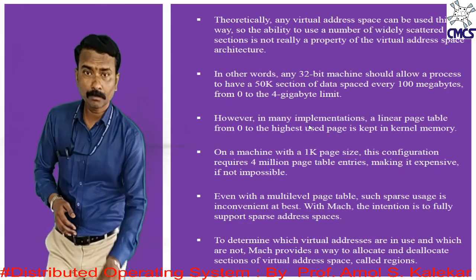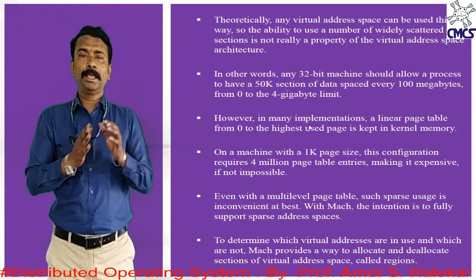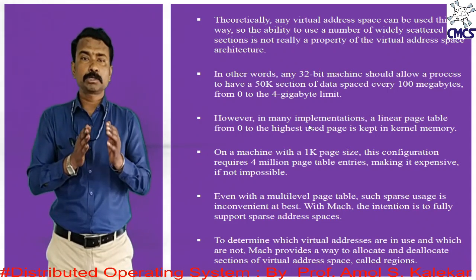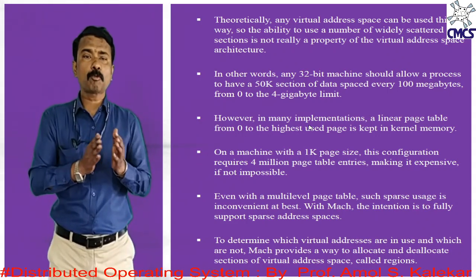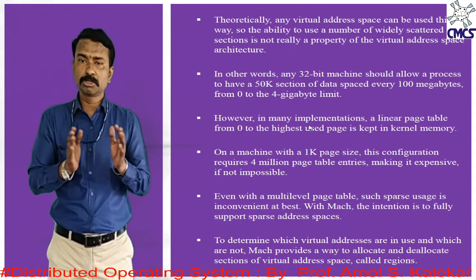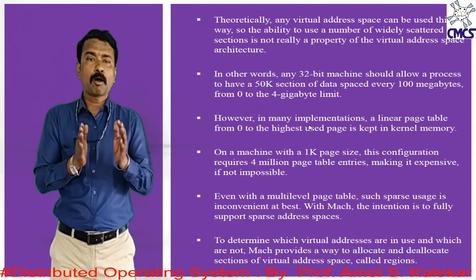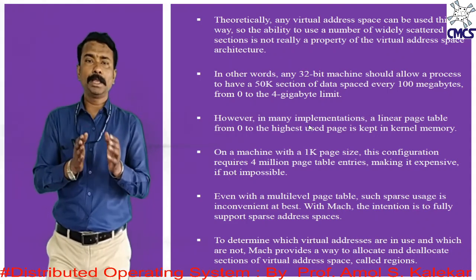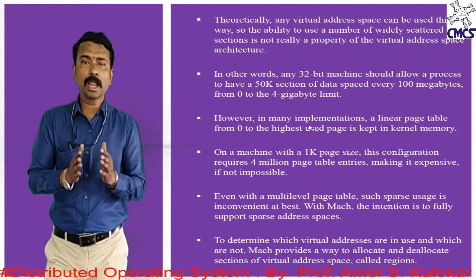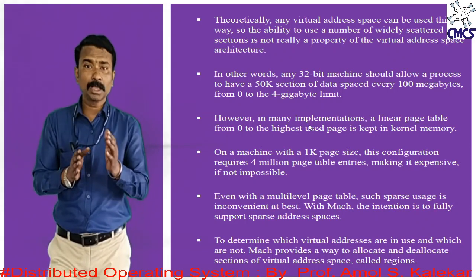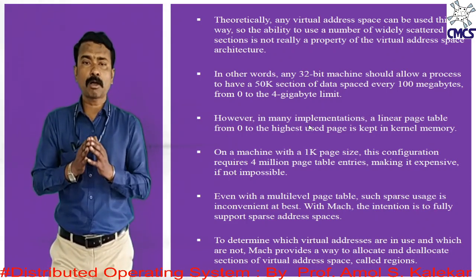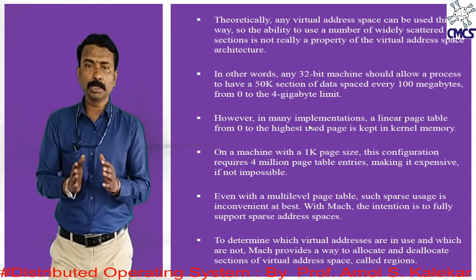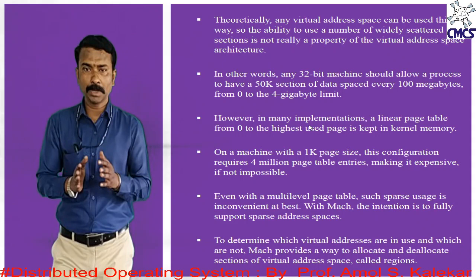Theoretically, any virtual address space can be used the other way. So, the ability to use a number of widely scattered sections is not really a property of the virtual address space architecture. In other words, any 32-bit machine should allow a process to have about 50K sections of data, spaced every 100 megabytes from 0 to the 4 gigabyte limit.